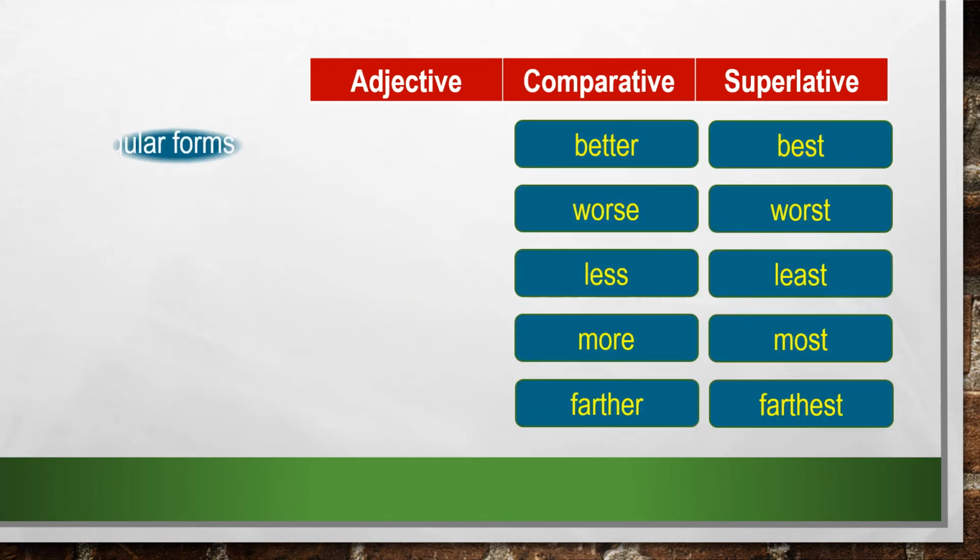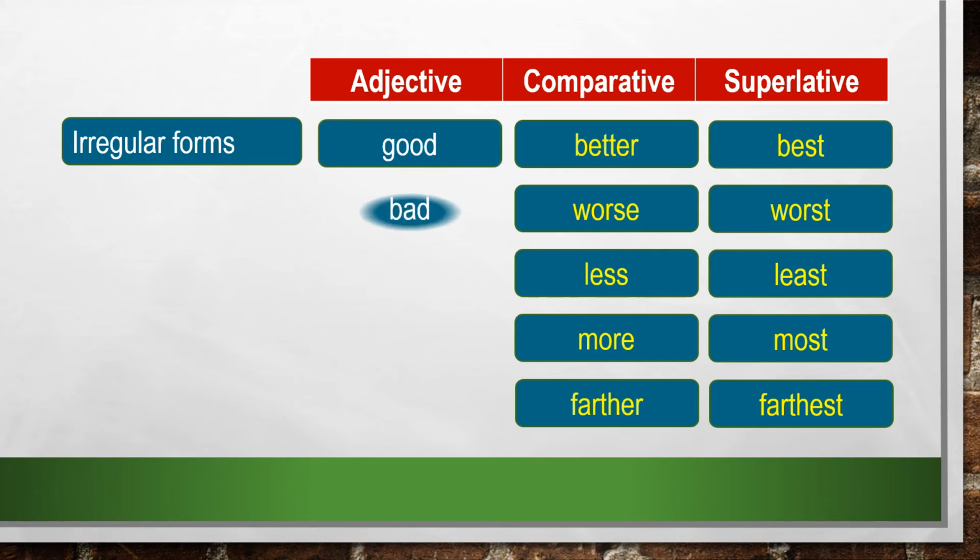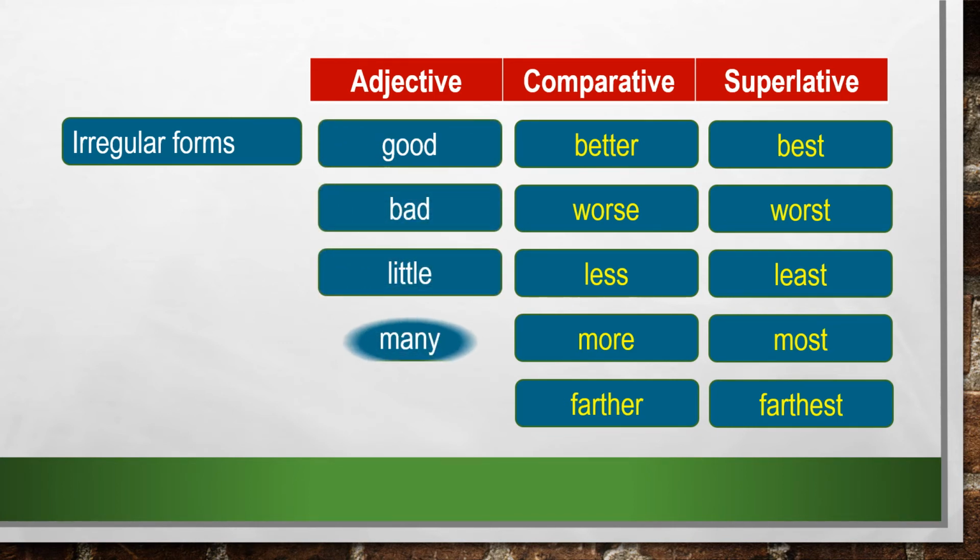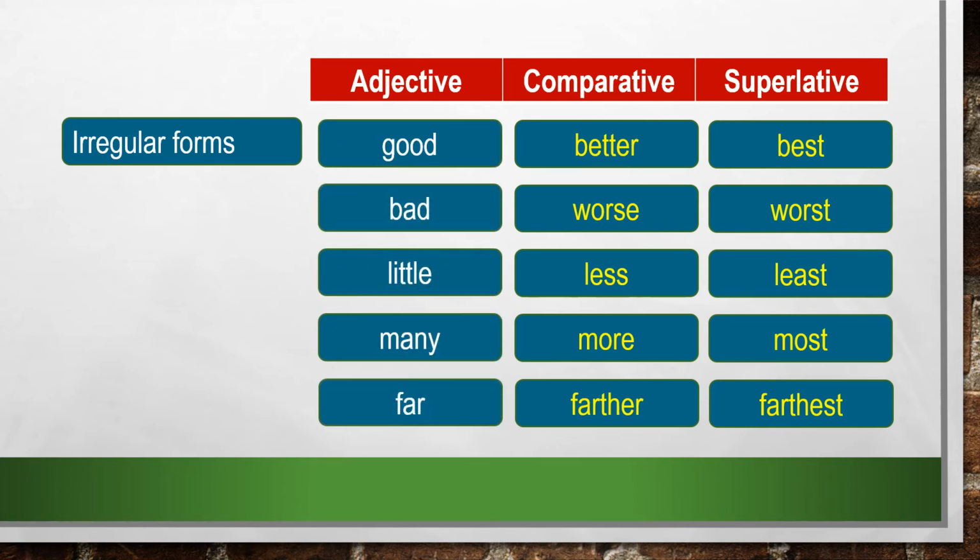Lastly, there are some irregular forms which don't follow the rules. Ada beberapa bentuk luar biasa yang tidak ikut peraturan ni. Peraturan yang kita sebut saat ni lah. There are 5 irregular adjectives that change with comparatives and superlatives. They are good, bad, little, many, and far.